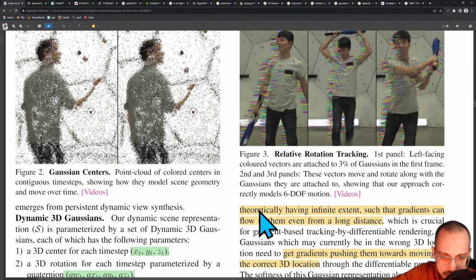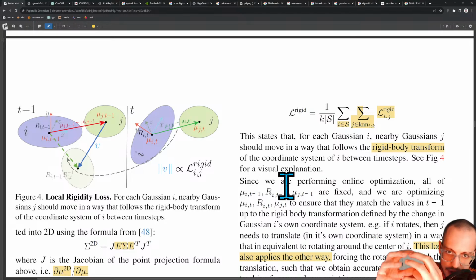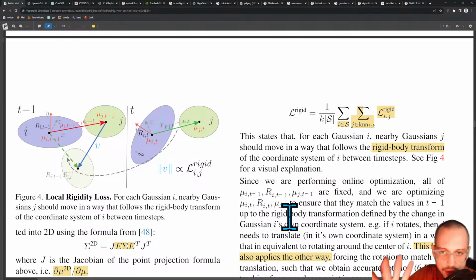So with that core assumption, they have two different optimization processes. The first one actually creates these Gaussians, with a certain color, a certain opacity, and a certain shape. And then the second optimization process is basically making sure that the motion of these Gaussians follows certain intuitive physical priors.